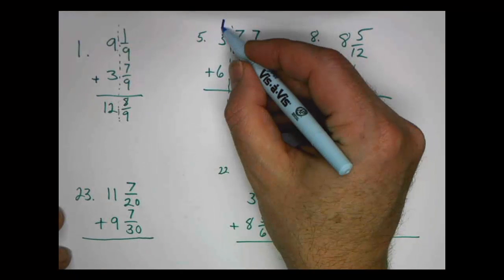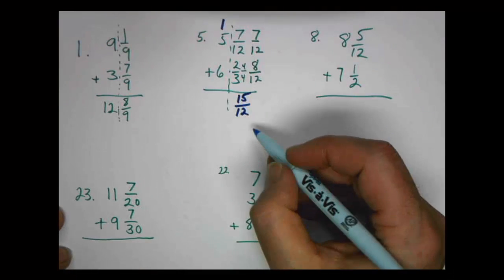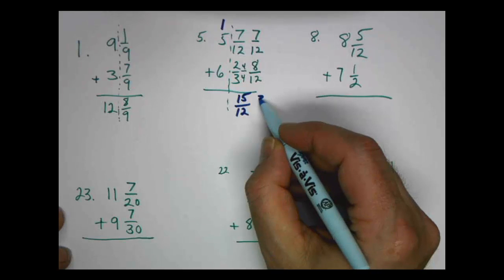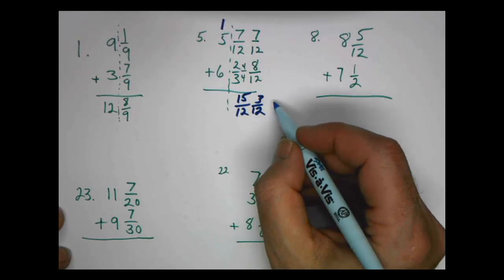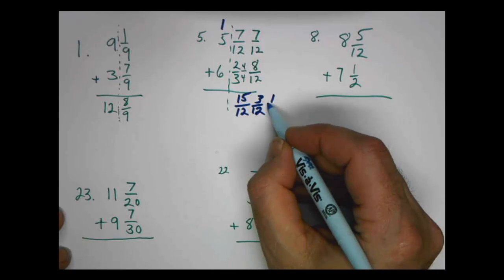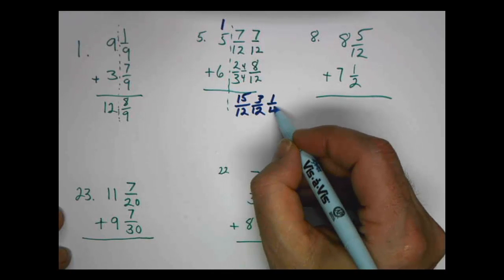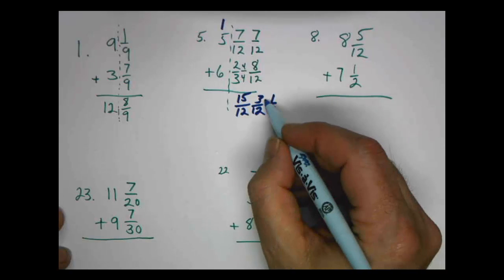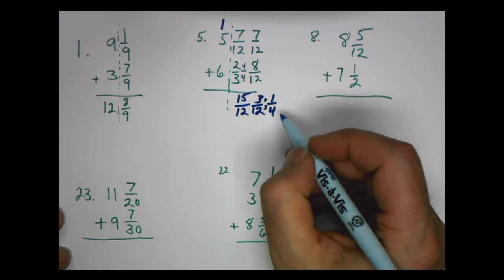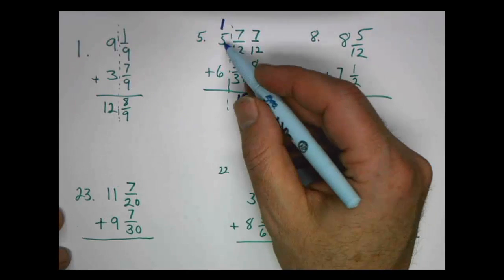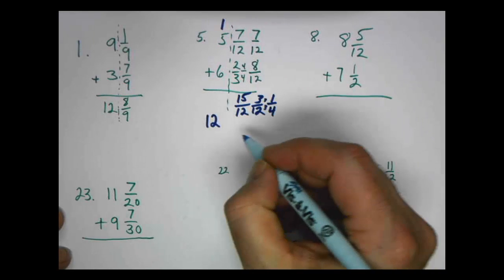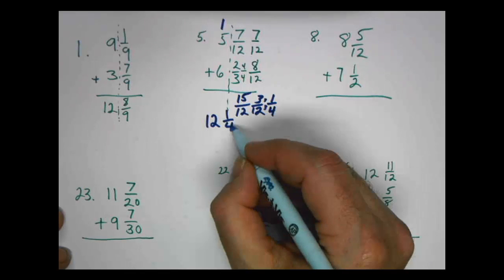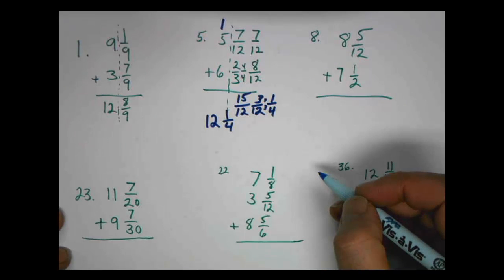Well, there's 1, so we're going to go ahead and carry the 1, and that leaves us 3 12ths, which reduces, doesn't it? How many 3s in 3? 1. 3s in 12, 4. So we reduce that by 3. And then we carry the 1. So 1 and 5 is 6. 6 and 6 is 12. So we have 12 and 1/4. Just scoot that over there.